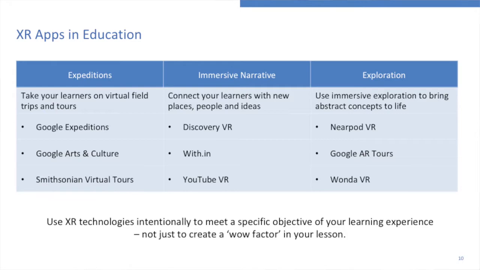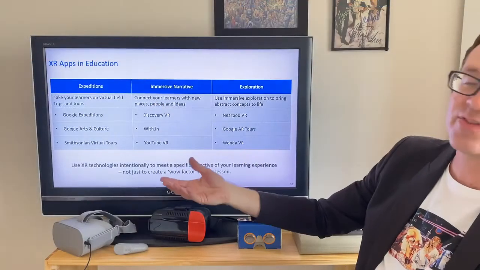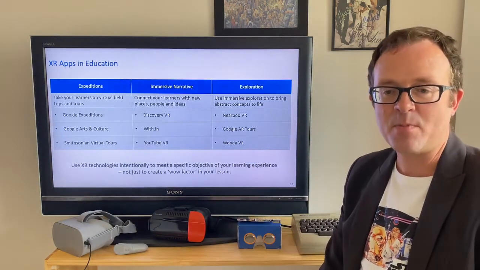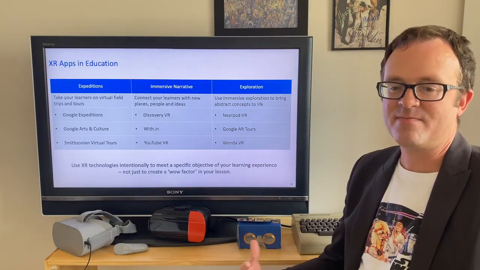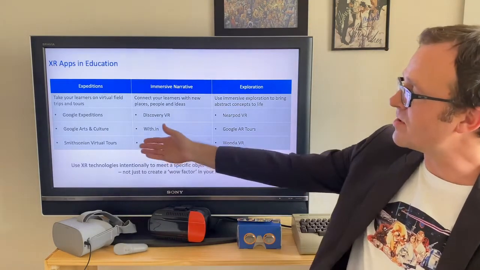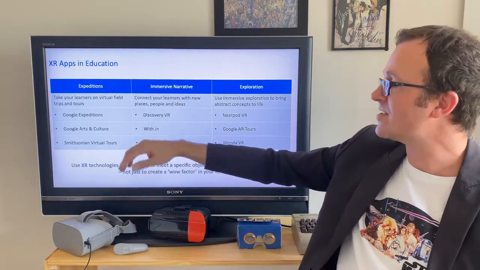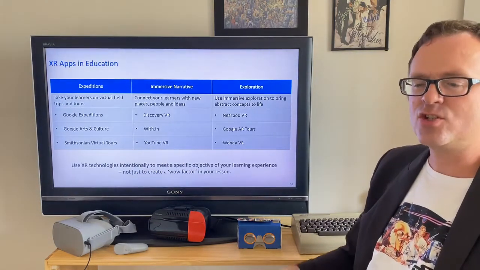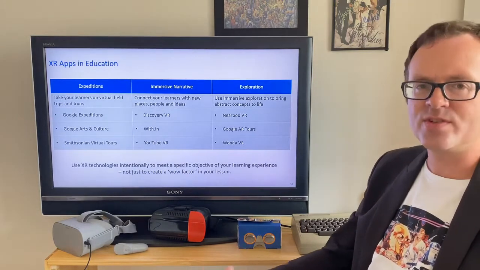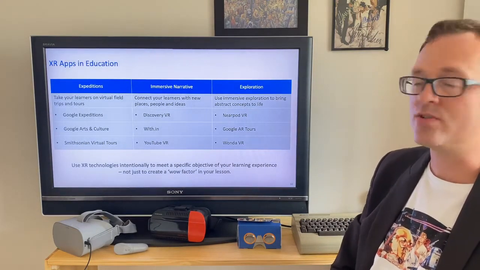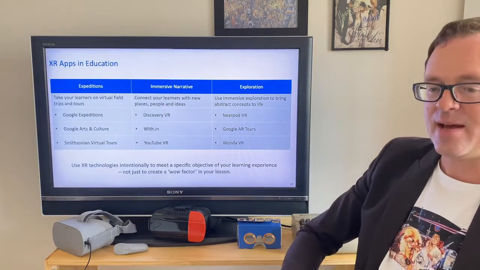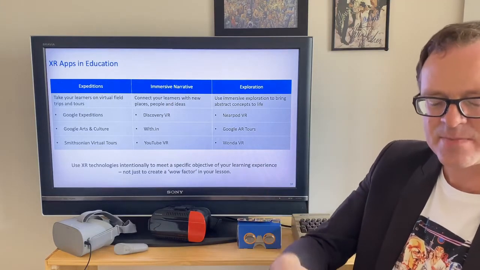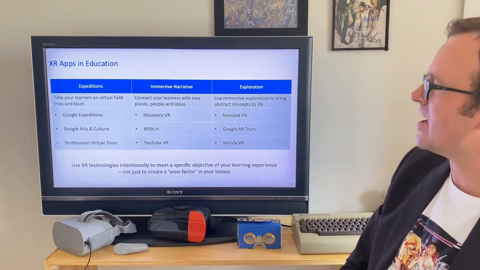So I've put expeditions. Now, expeditions take your learners on a virtual field trip and tour. You may not have the budget to produce an immersive experience in a Fijian village, but you can leverage some of the things out there, such as Google Expeditions, Google Arts and Culture, Smithsonian's got some virtual tours, and many of the institutions around there are putting immersive tours available freely online for you and your students to use. And you can take those and house them in the learning management system in a place that makes sense in the flow of the learning experience you want the students to have.